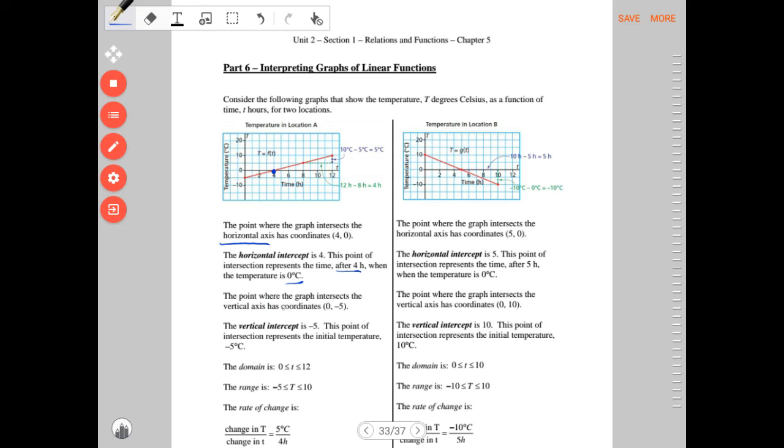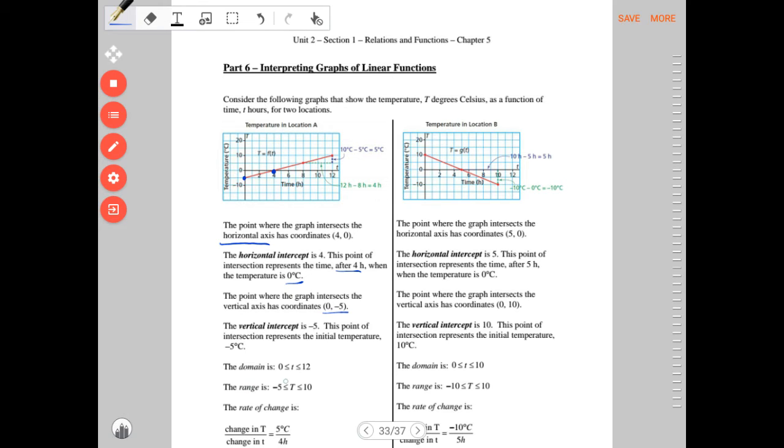The point where the graph intersects the vertical axis is (0, -5). So that's right here, where it touches the vertical axis. The vertical intercept is -5. This point of intersection represents the initial temperature, -5 degrees Celsius. So at time 0, when we started counting time, the temperature was -5.